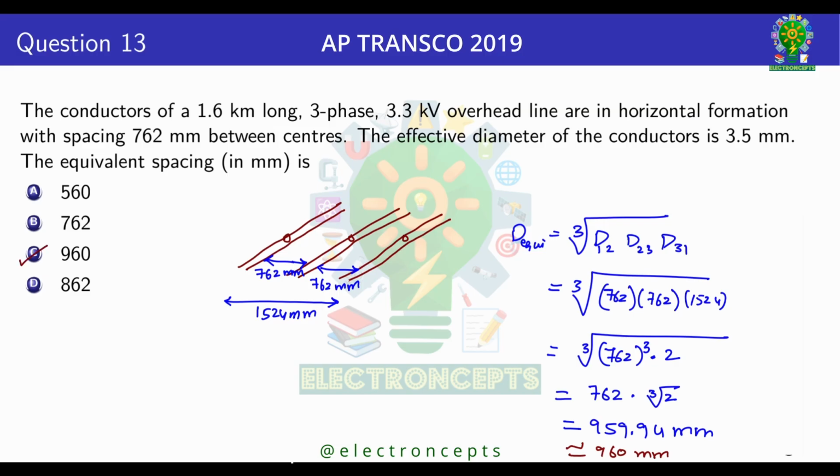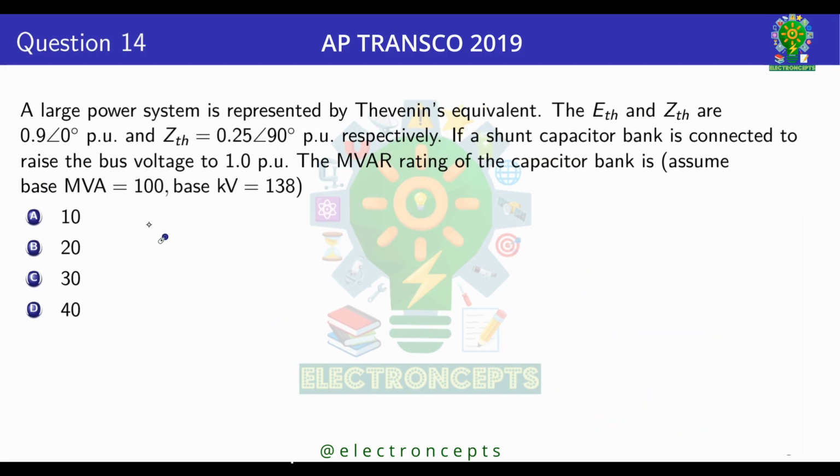Therefore, option C is correct. Question number 14. A large power system is represented by Thevenin's equivalent. The equivalent voltage and impedance are given. If a shunt capacitor bank is connected to raise the bus voltage to 1 per unit, we need to find the MVAR rating of the capacitor bank.